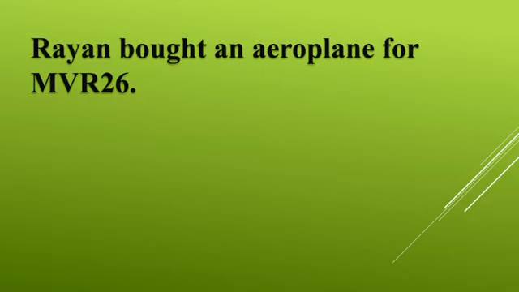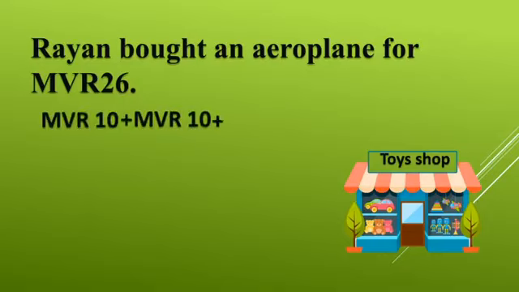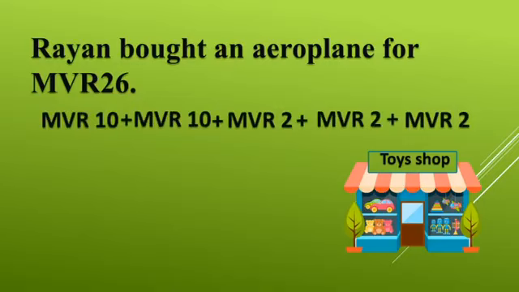Ryan bought an aeroplane for 26 rupiah, right? So this time I add 2 notes of 10 rupiah and 3 coins of 2 rupiah. So then I get 26 in total. And also you can partition 26 rupiah in this way. Let's look at more examples of how you can partition money values.